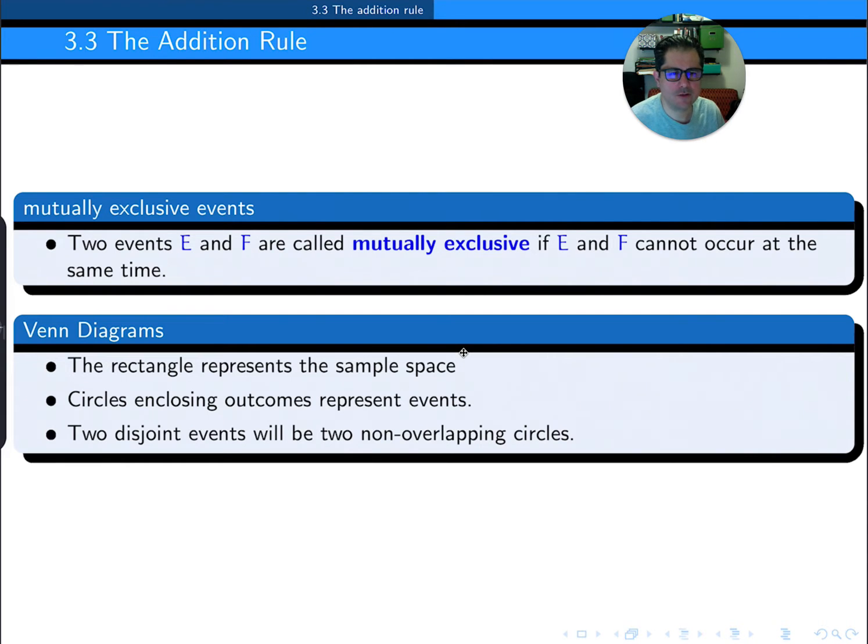Okay, so in this video, we're going to talk about the addition rule. And to talk about the addition rule, we need to introduce the concept of mutually exclusive events. Two events, E and F, are called mutually exclusive if they cannot occur at the same time. In terms of Venn diagrams, that means the circles are not going to overlap, right?